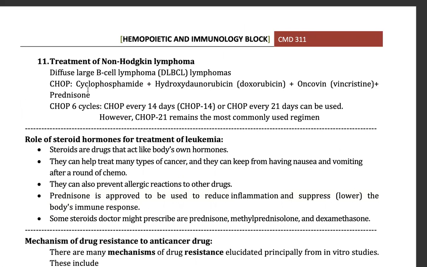The CHOP indicates C for cyclophosphamide, H for hydroxydaunorubicin. The another name of hydroxydaunorubicin is doxorubicin, plus O for oncovin, that is vincristine, and plus prednisone. These are the CHOP therapy. And in the COP, there is no H, there is no hydroxydaunorubicin or doxorubicin. So this is the therapy when there is a CHOP and COP.